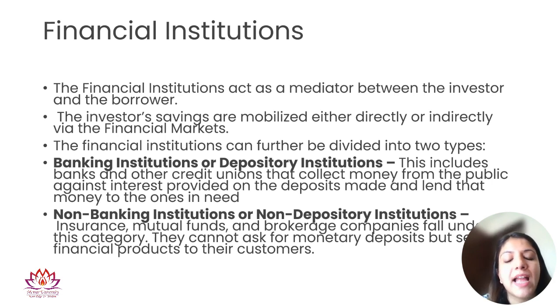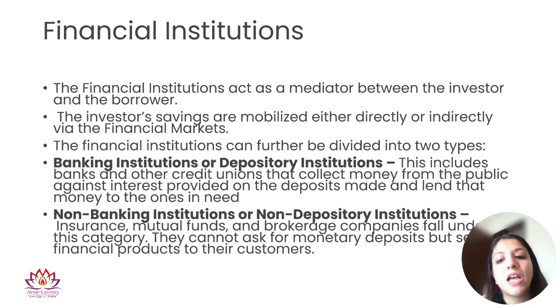Financial institutions act as a mediator or intermediary institution between the investor and the borrower. The investor's savings are mobilized either directly or indirectly through the financial markets. So the best example of a financial institution is a bank. People with surplus amounts of money make savings in their accounts and people in need of money take loans. The bank acts as an intermediary between the two. So this is the role of financial institutions.